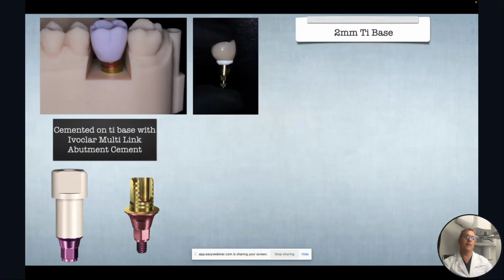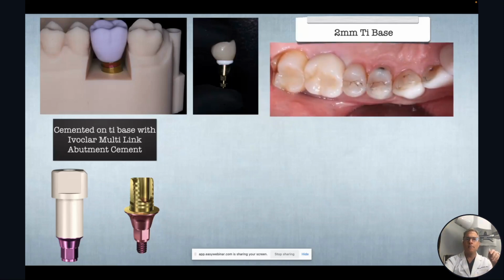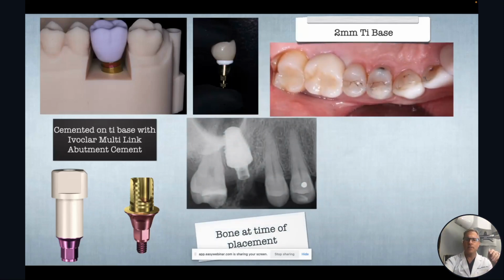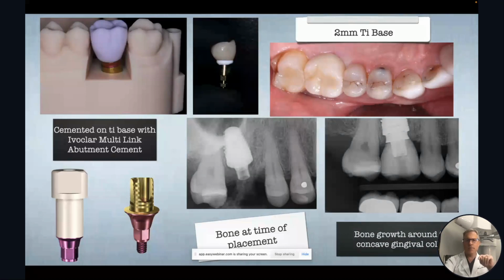Now let's take a look. So basically we milled it out in the VHF Z4. We cemented this tie base as an Implant Direct 2 millimeter collar tie base. You can see here we've sealed up the screw. This was at the time of scanning, and this is probably about 2 or 3 years later.